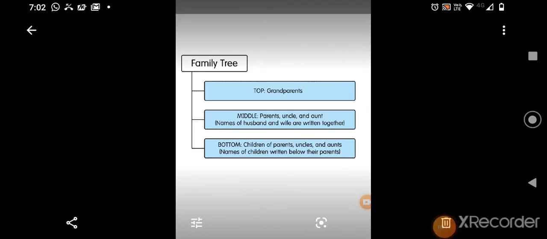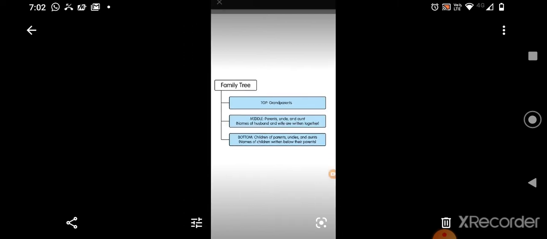You can see this picture, children. A family tree has three levels, or it depends: suppose great grandparents are there in a family, they will be on the top, then the grandparents, then your parents and then the children. So in the top part of the family tree, we have the grandparents. In the middle, parents, uncle and aunt. Names of the husband and wife are written together. At the bottom, we have the children of parents, uncles and aunts. Top means topmost, up. Then middle is in the middle. And bottom means the down line, where we will have the children.